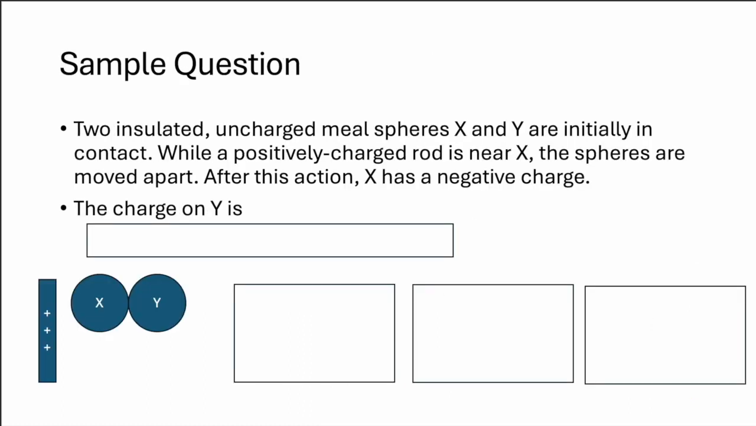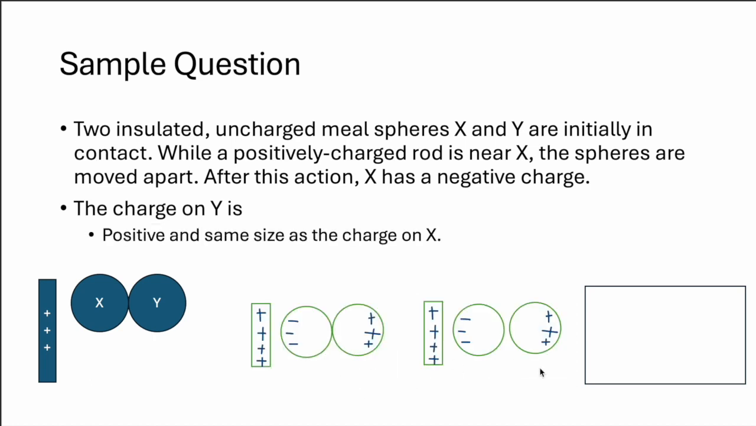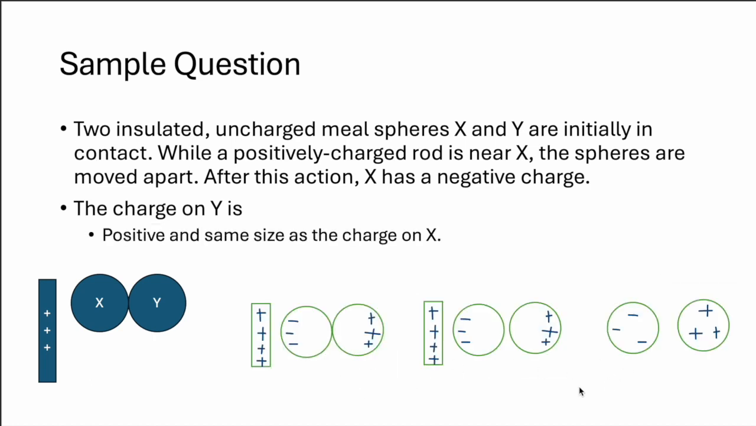Two insulated uncharged metal spheres, X and Y, in contact. So you put a positive rod there. After this action, X has a negative charge. So the charge on Y is, of course, positive, but the same amount as on X, because unlike charges attract and like charges are repelled away, so these are equal amounts.